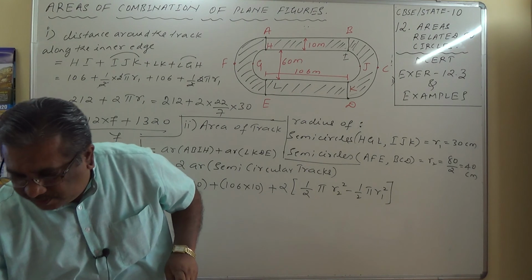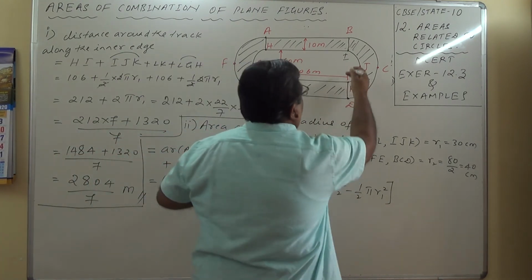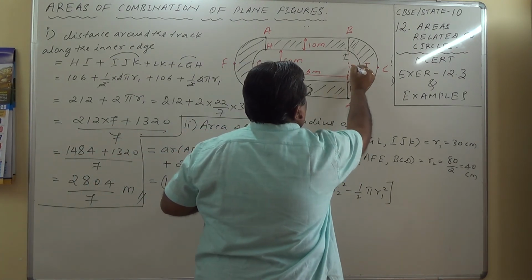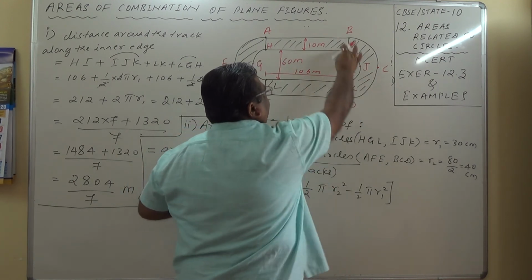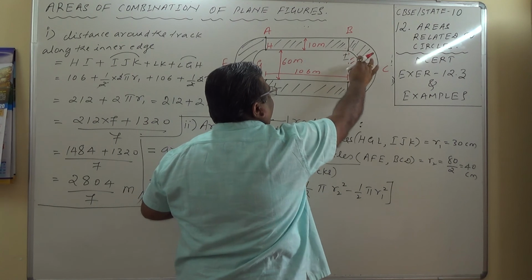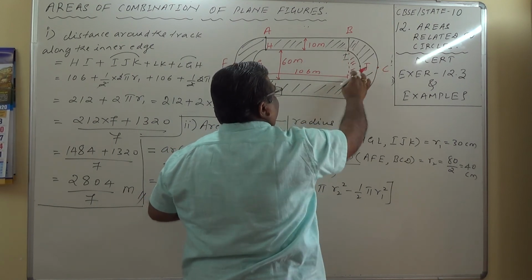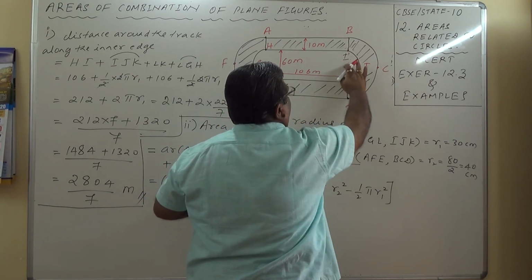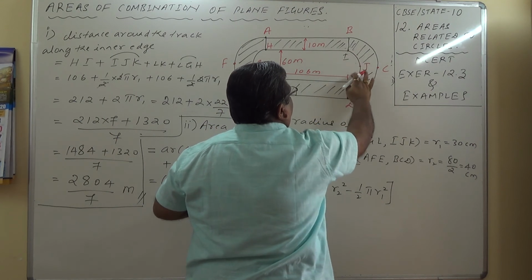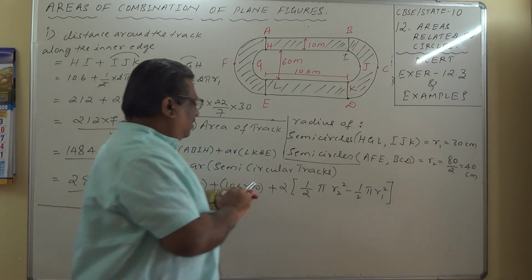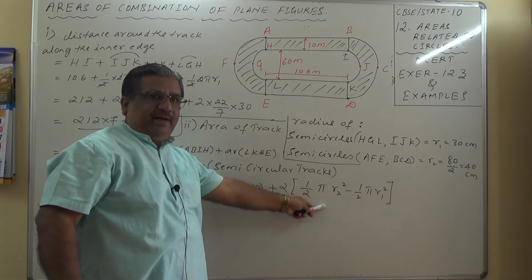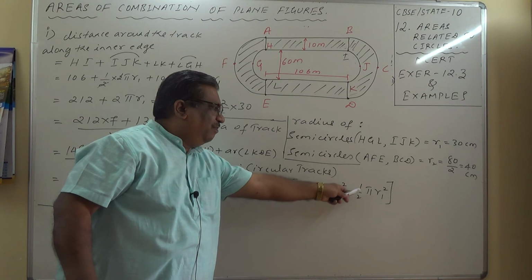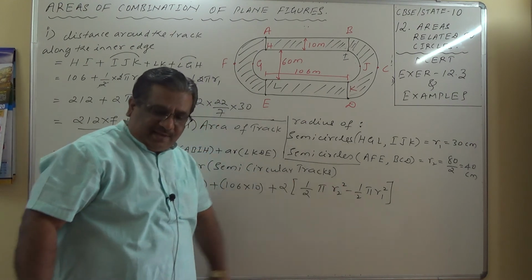If you are able to understand, fine. I can mark here the smaller one. If I mark like this, then this region. So this entire semicircular area minus this semicircular area gives you the area of the semicircular track. Okay, I hope you are understanding that. So half pi r2 square, outer semicircular area, minus half pi r1 square, inner semicircular area.